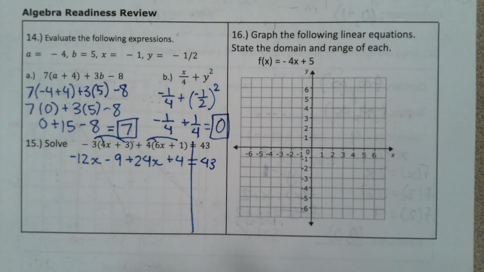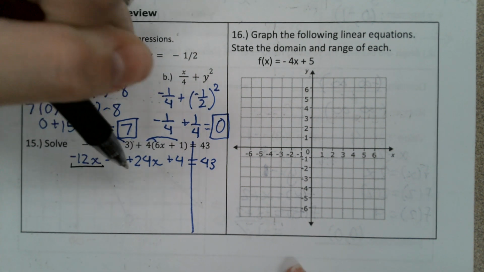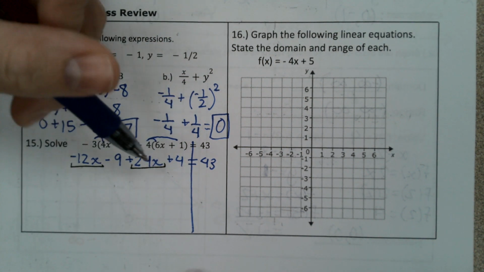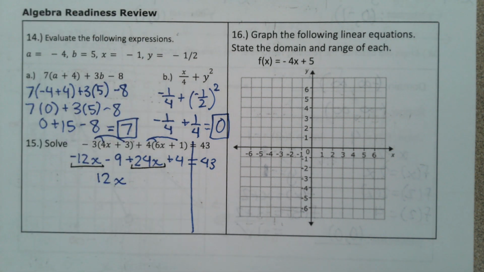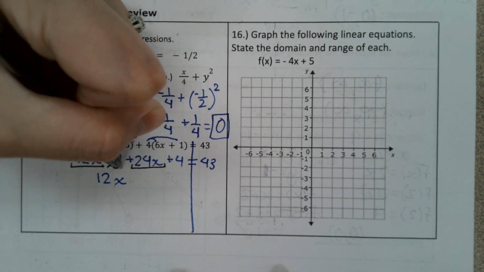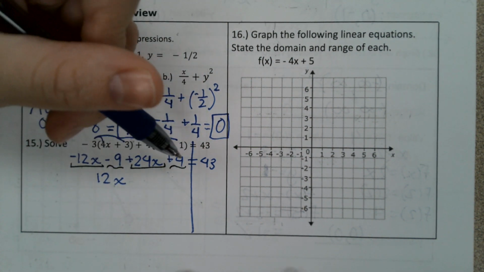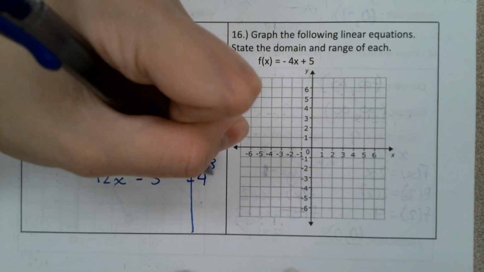First things first, combine any like terms that you have. My x's, I have -12x and 24x. -12 and a positive 24 give me positive 12x. -9 and 4. -9 plus 4 leaves me with a -5 equals 43.